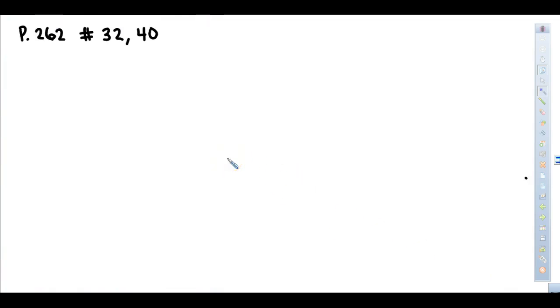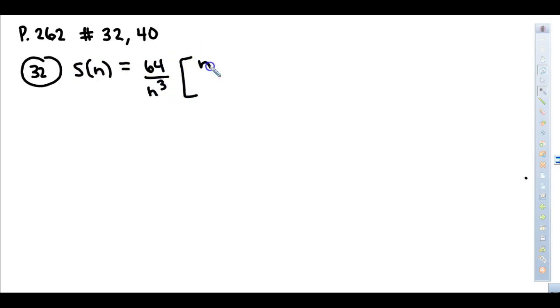All right. Page 262, number 32. It gives you that S of n is equal to 64 over n cubed times n plus 1 times 2n plus 1, all over 6. I make this stuff up sometimes, like y'all do sometimes on quizzes and tests. I'm just kidding. Maybe you'll recognize that formula right there.